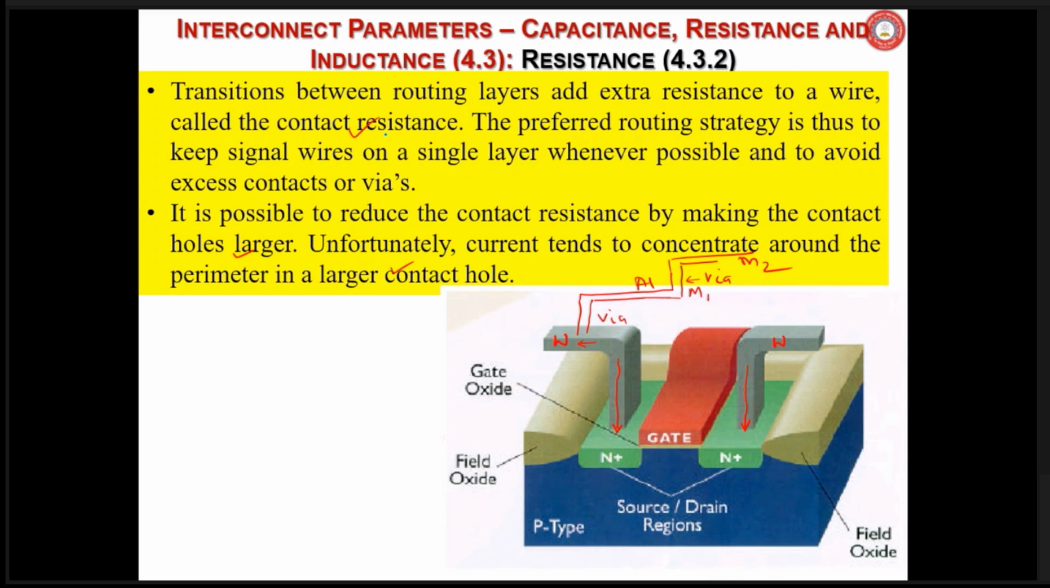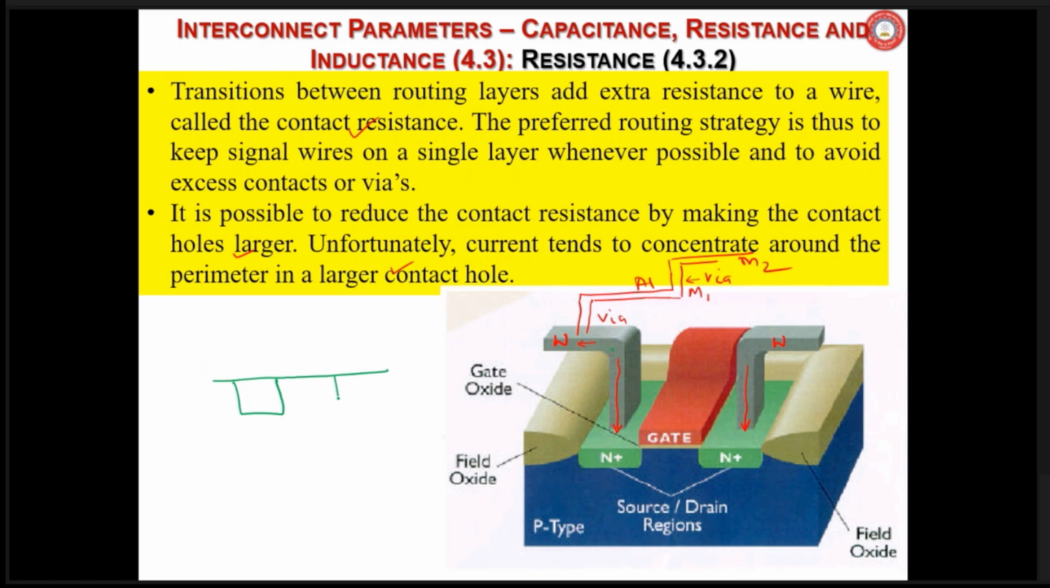Transitions between routing layers add extra resistance to a wire, called the contact resistance. We have already discussed something about the contact resistance. Yes or no? Can you remember? Not remembering anything?